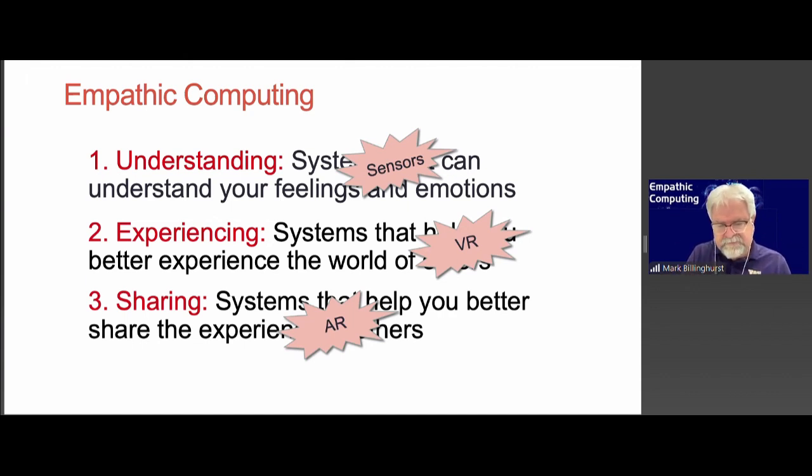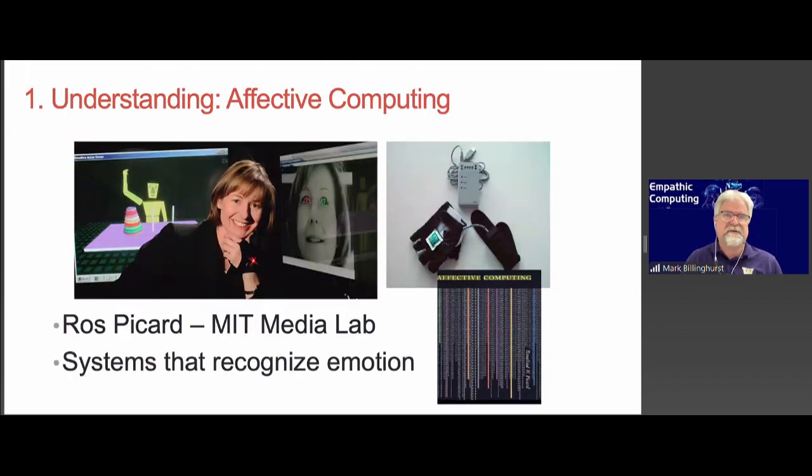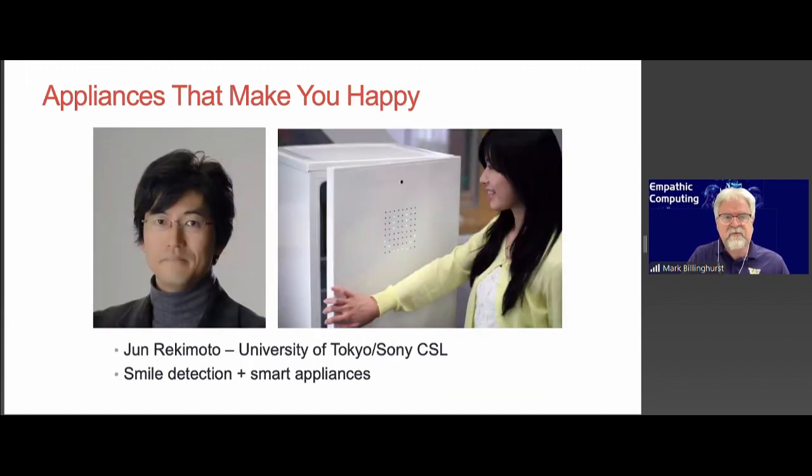But first of all, in terms of these three areas, there's been a lot of research being done in understanding people's emotions, and especially popularized by Rosalind Picard 20 years ago from the MIT Media Lab. And her research group and then others since then have developed a lot of systems that recognize emotions. A good example of that is Jun Rekimoto's work at the University of Tokyo or Sony CSL.